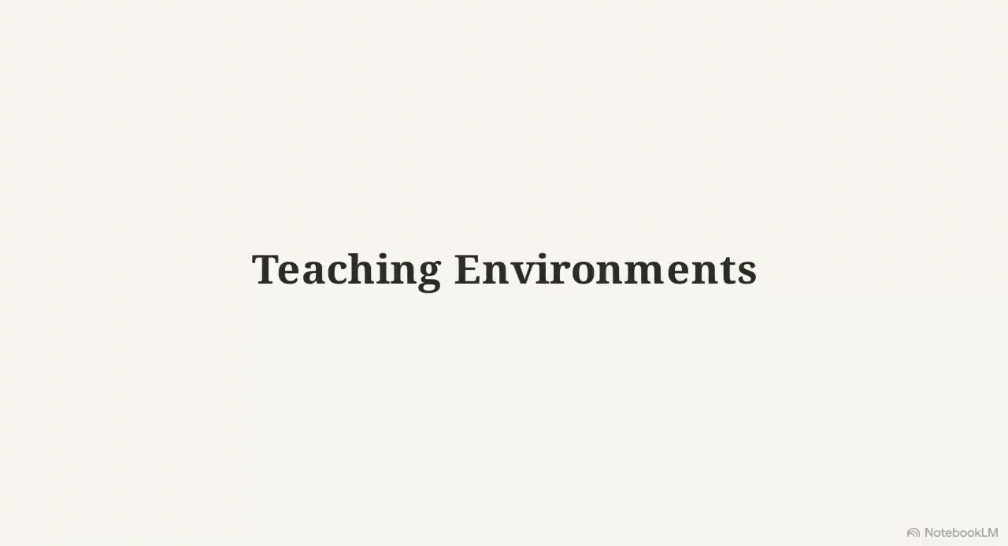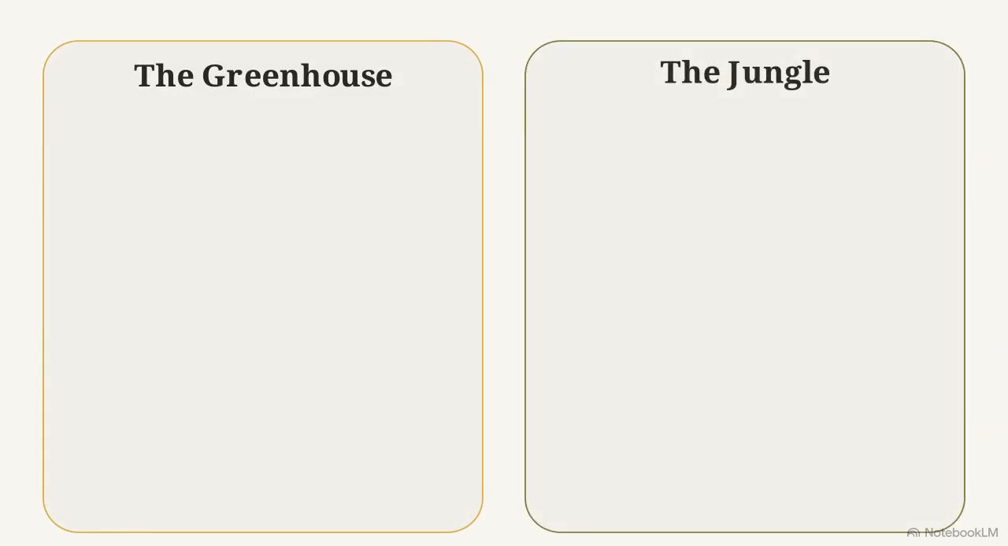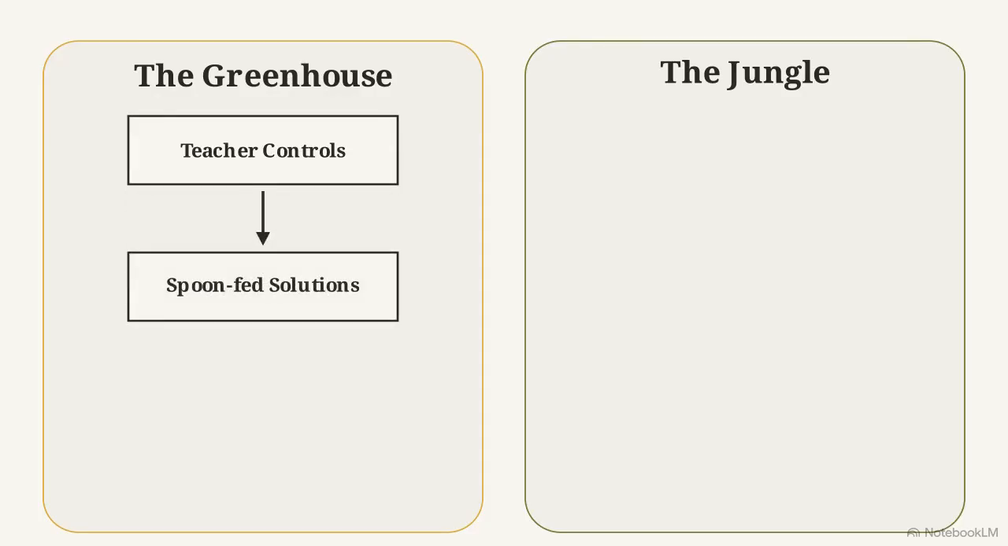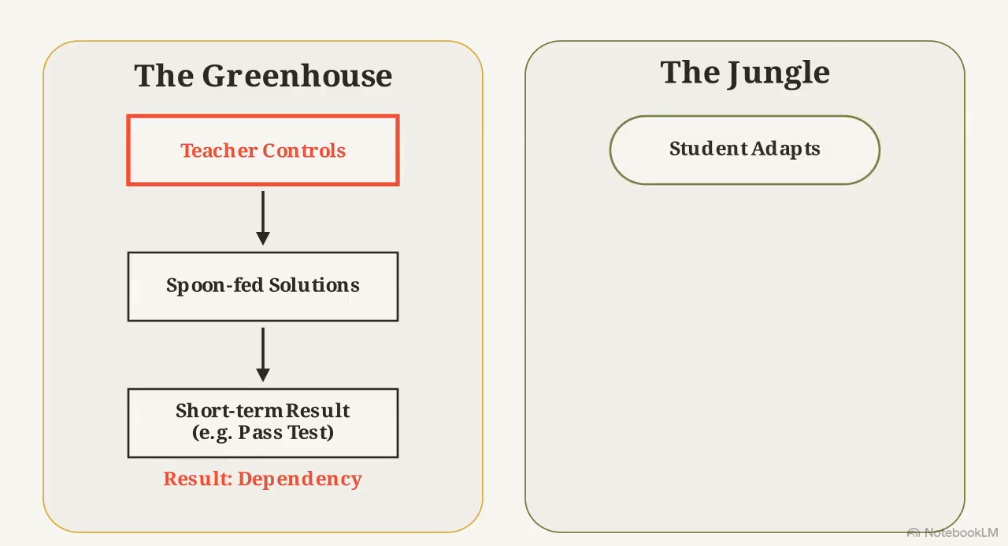To draw this boundary, we have to contrast 2 different teaching environments. You can run your classroom like an artificial greenhouse or an organic jungle. In the greenhouse, you control every condition. You spoon-feed solutions and make all the choices to guarantee a short-term result, like passing a test. But doing this forces the teacher to hold the entire structure up, and the student learns nothing about how to function on their own. In the jungle, the environment requires the student to adapt.